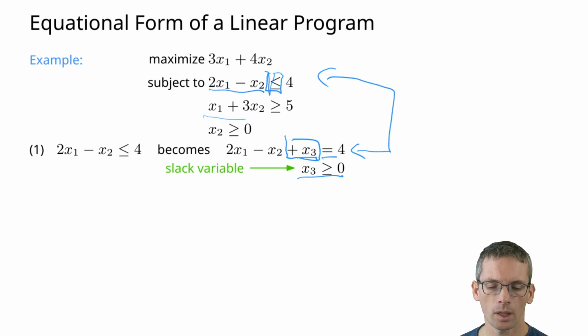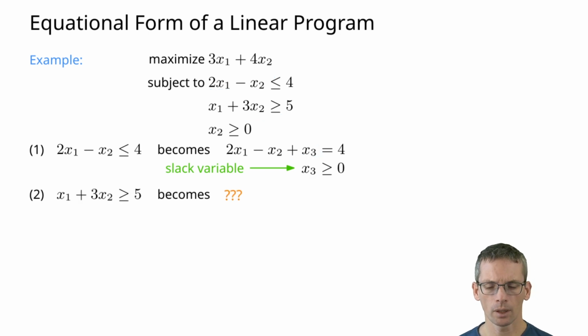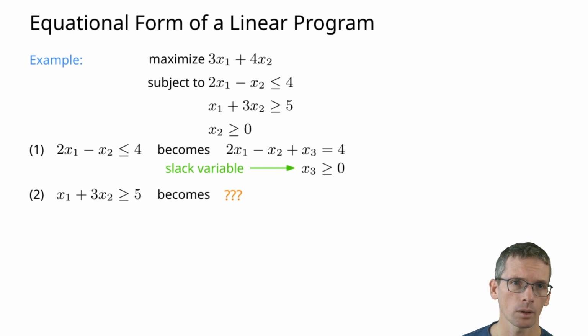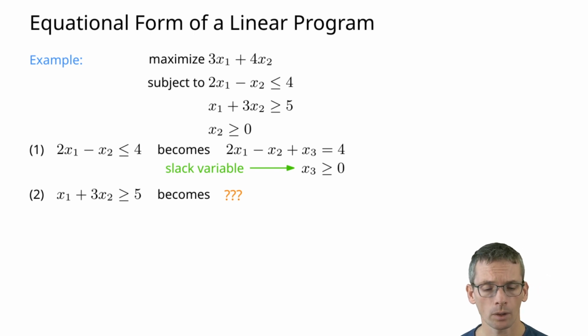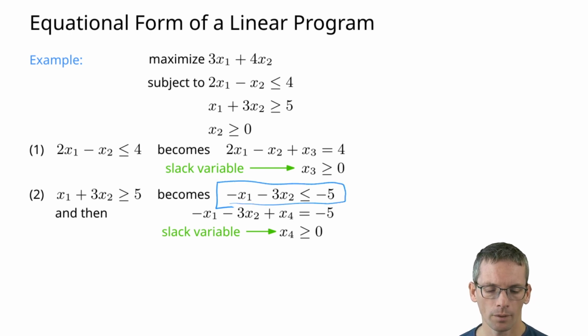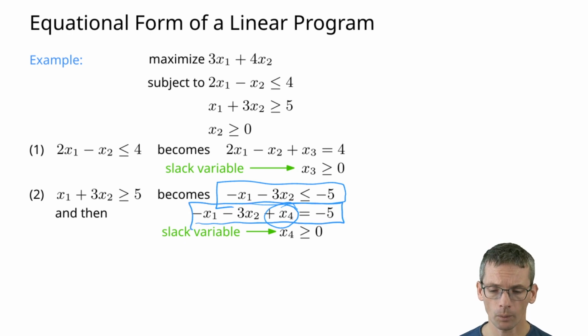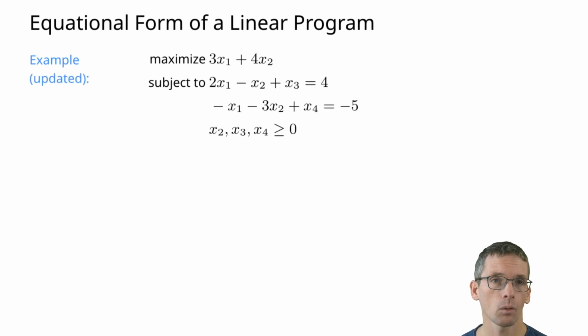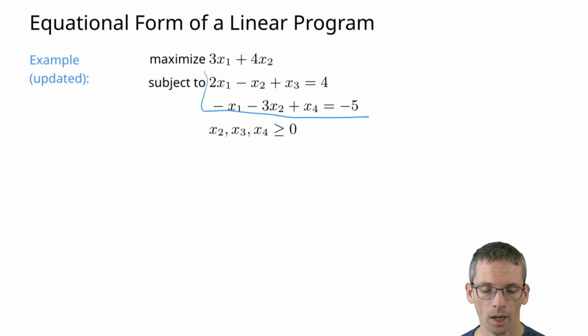We can do the same here for the second line. There, of course, we have to be a bit careful because that's not smaller equal, it's larger equal. So what we would do first is multiply with -1. Then we again have a smaller equal, and then we add our slack variable x4. So what we have right now is the following. Now we want to maximize our objective function subject to, and then we have these two equations.